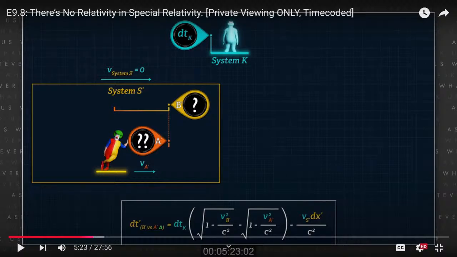But if system S prime is moving relative to system K, then this is the speed at which it's moving. And then dx prime is the distance that separates clocks A prime from B prime, and then over c squared. And this you can find in the Lorentz transformations. You just need to take the Lorentz transform for time in the stationary frame and rearrange it and solve for time in the moving frame. And this will pop out in that equation as the adjustment that Einstein makes to the downstream clock.